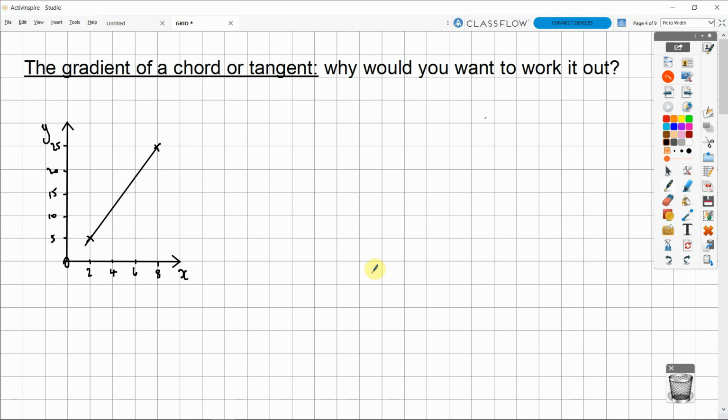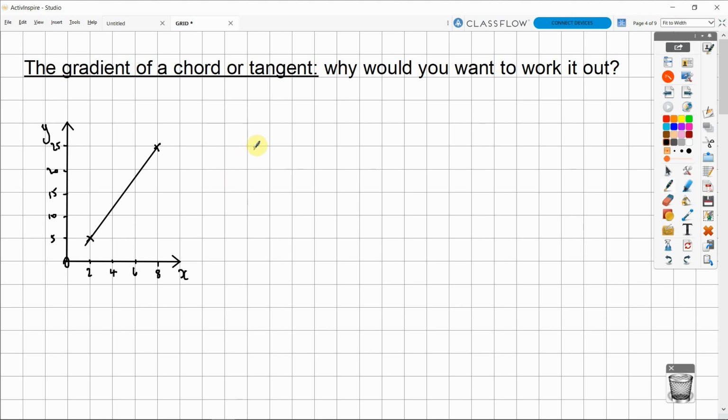You may have watched a video on why you would want to work out the area under a curve. We now move on to why you would want to work out the gradient of a chord or a tangent to a curve. But before we do that, I think it would be wise just to spend a little bit of time recapping how you work out the gradient even of a straight line.